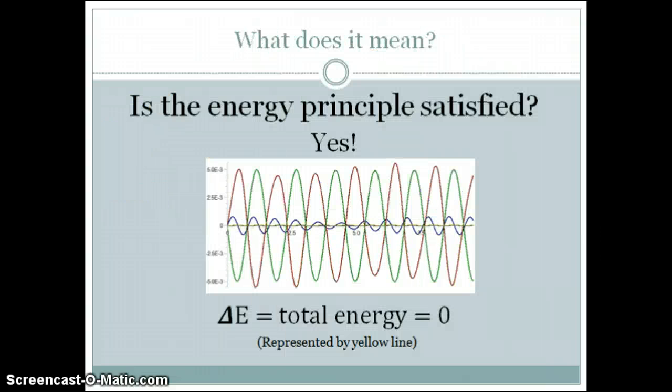So what does this all mean? Is the energy principle satisfied? Yes. This is because all the energies, which add up to the total energy, equal 0. And as I stated earlier, this is represented by the yellow line, which stays at 0.